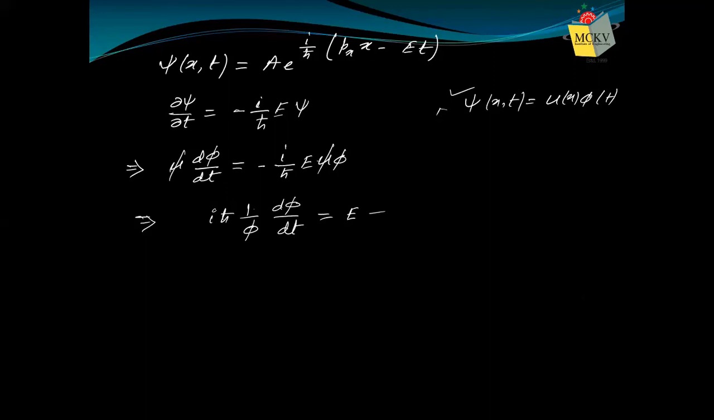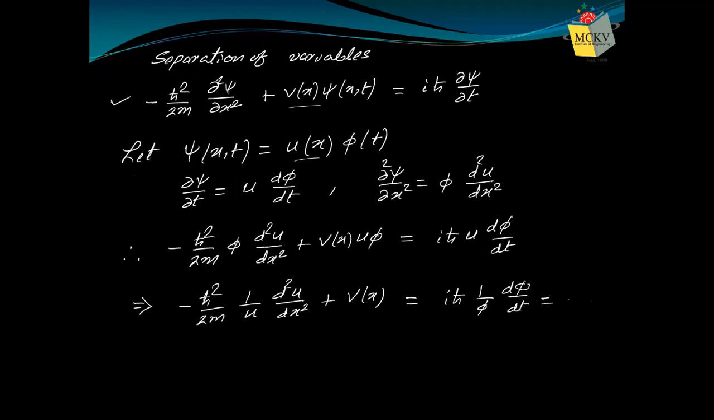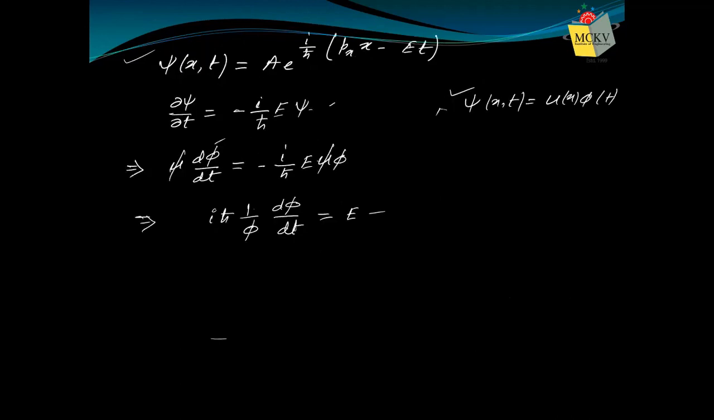Why have I written it in this way? This is our wave function. I differentiate the wave function with respect to time, I get this. And del psi del t can be written in terms of u phi in this way. And this psi is u phi. So from that, what do we get? i h cut 1 by phi d phi dt equals E. Now come back. On the right-hand side, what do we have? i h cut 1 by phi d phi dt. And that value is nothing but energy.